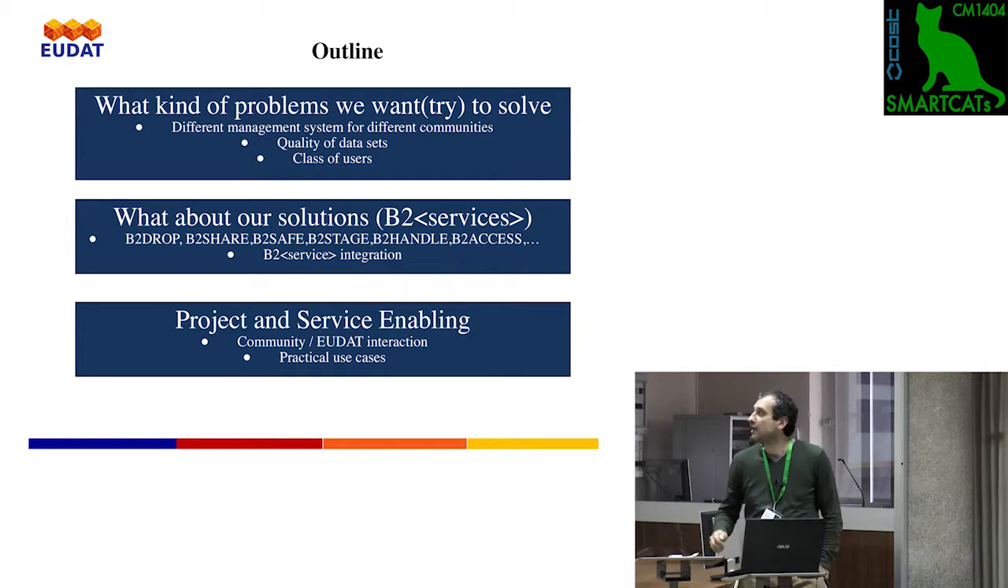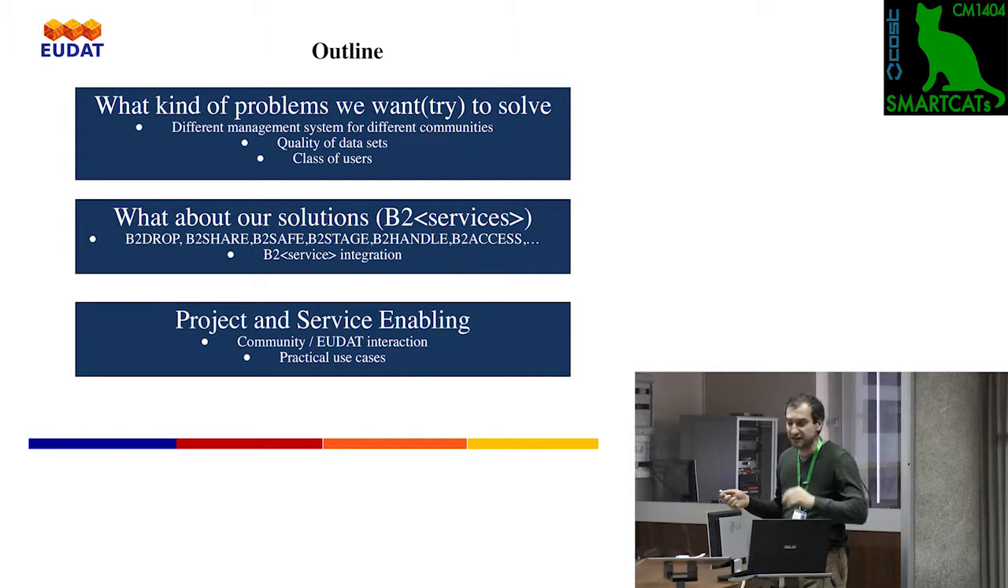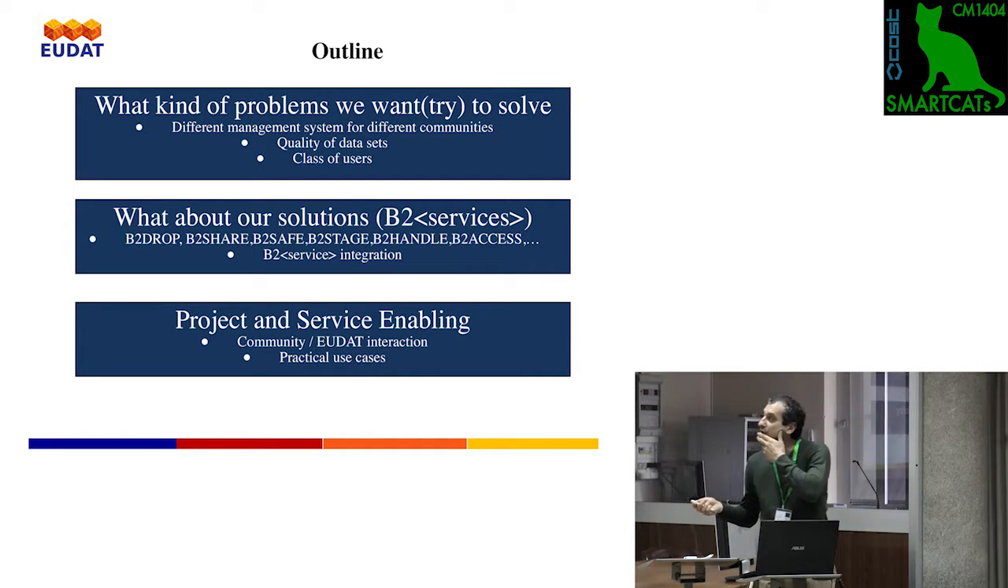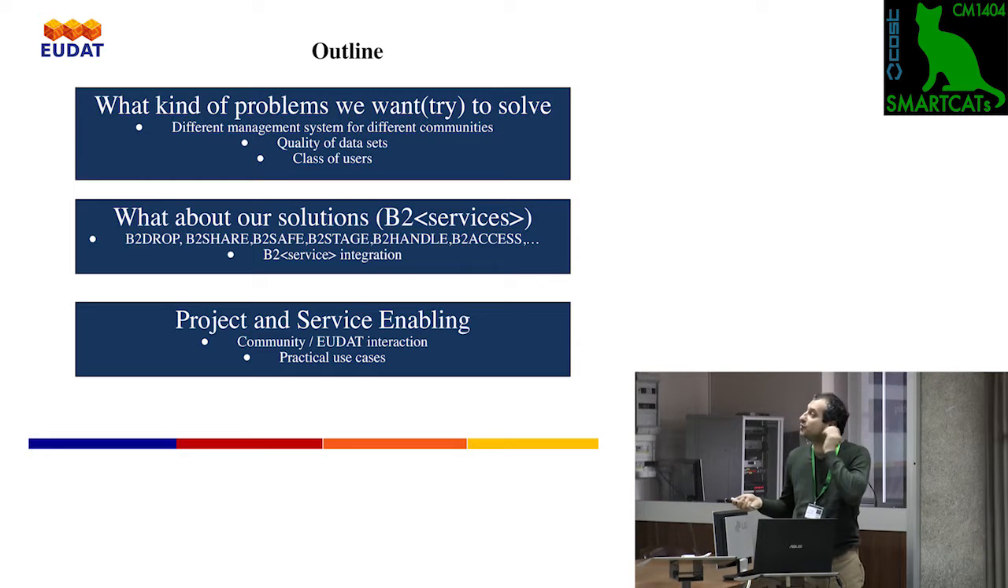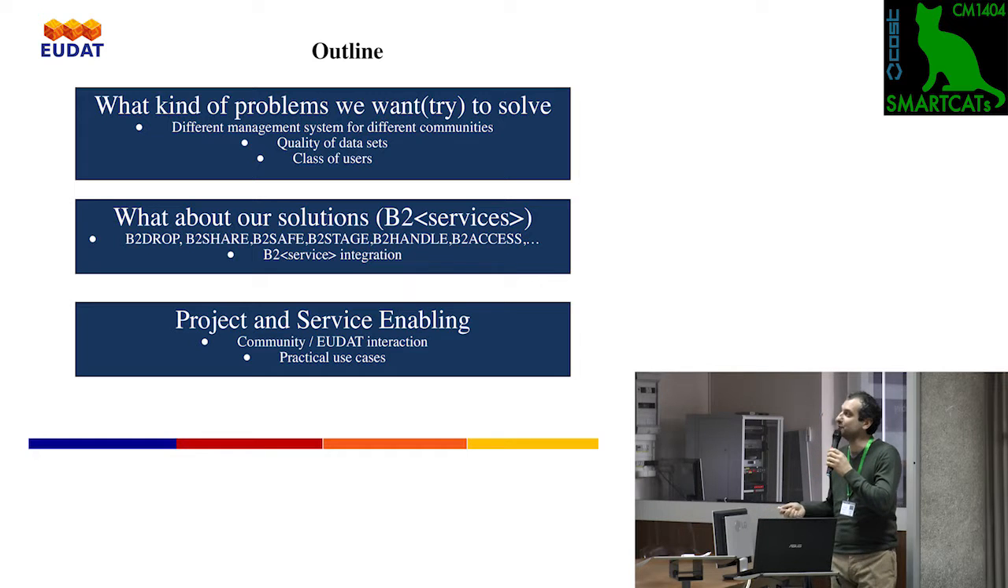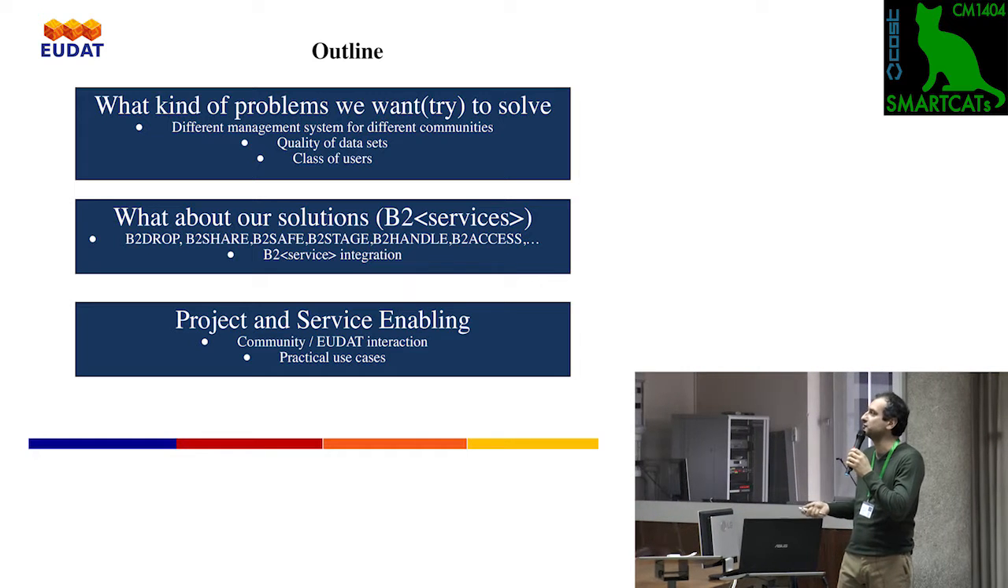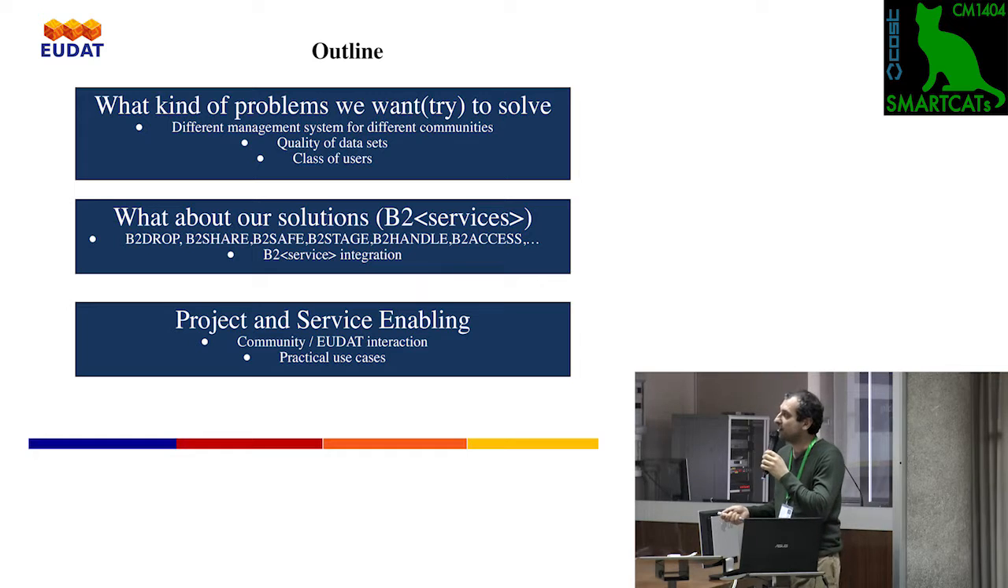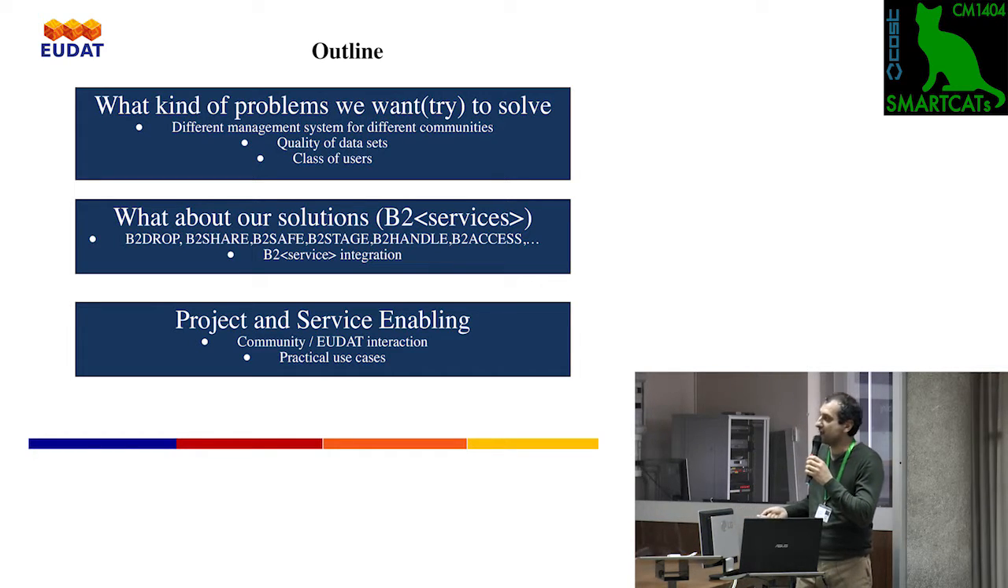I divided the presentation into three main parts. In the first part, I would like to present what kind of problem we try to solve in the context of EUDAT. Then, what about the suite of B2 services that EUDAT provides as a solution? And the last part is just 3 slides about the project and service enabling. At the end of the presentation, it must be clear why we are interested in this part.